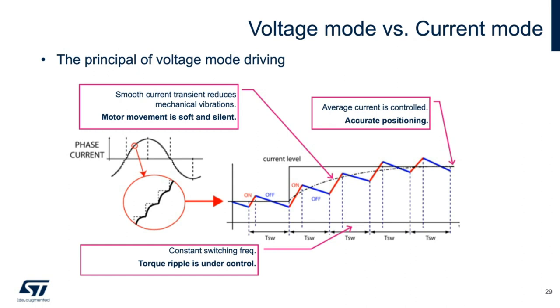It takes more clock cycles to move from one current level to another one, which is a consequence of keeping the switching frequency constant. In this case, the system works like a low pass filter. The torque ripple is under control and the average current is under control. Overall, the voltage mode provides more softer and silent operation.